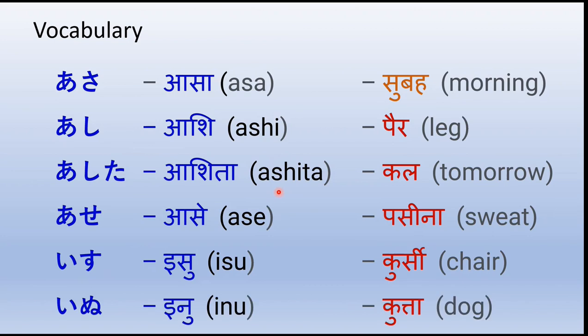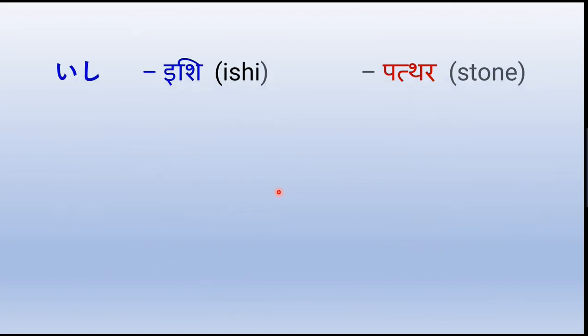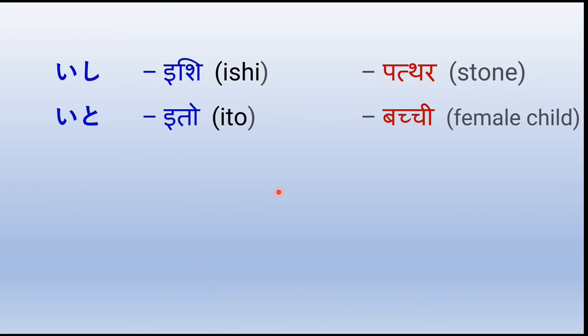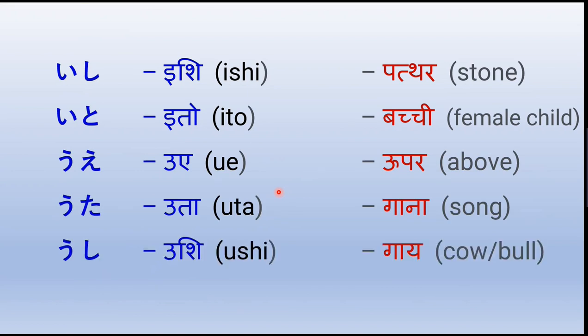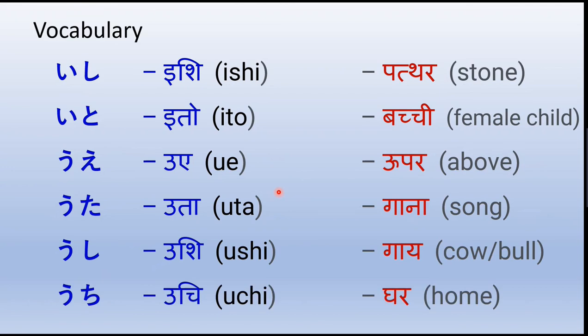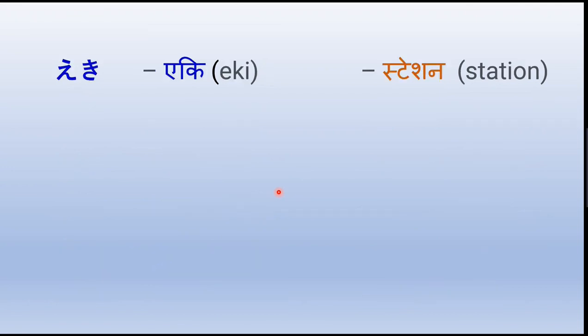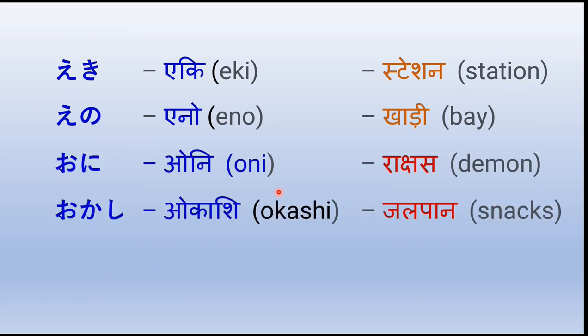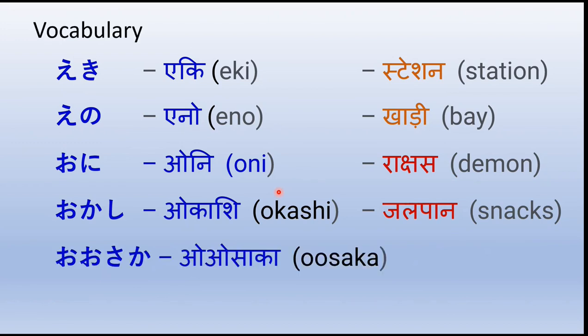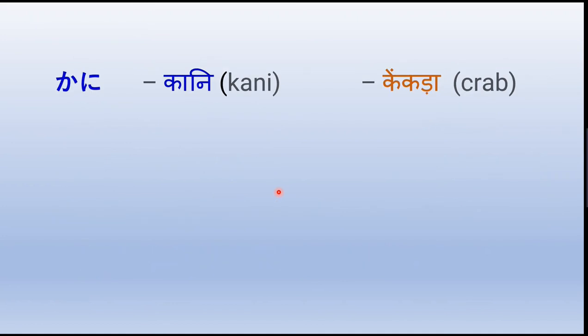Isu, chair. Inu, dog. Ishi, stone. Ito, thread. Ue, above. Uta, song. Ushi, cow or bull. Uchi, home. Eki, station. Eno, bay. Oni, demon. Okashi, snacks. Again, note here that we don't call it okashi, it is okashi. Osaka. Osaka, there is a double O sound here. So Osaka. It's not Osaka, it's Osaka.